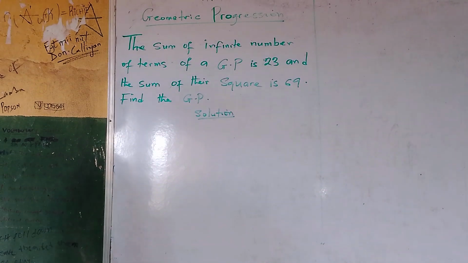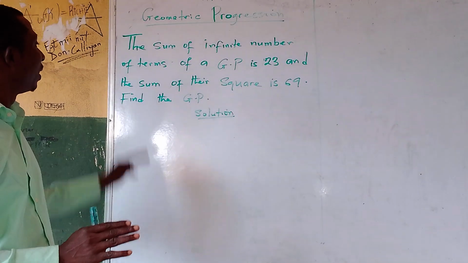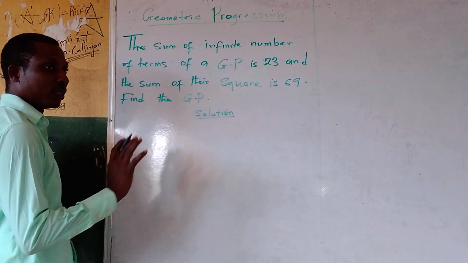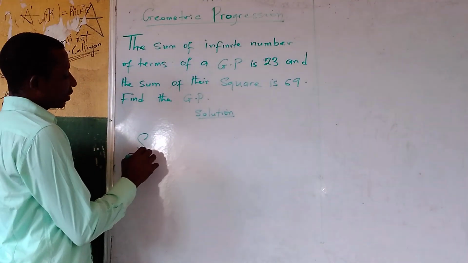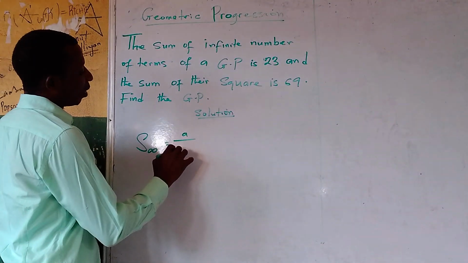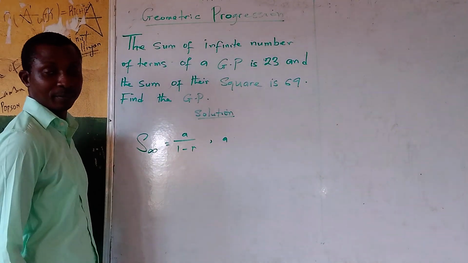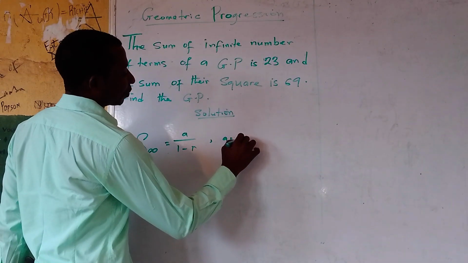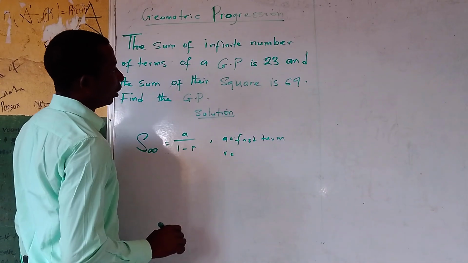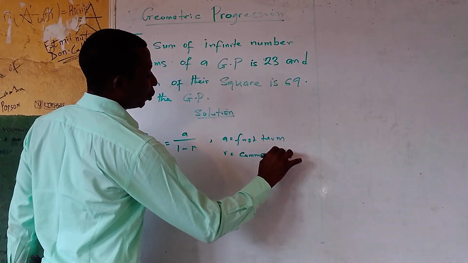Now the first thing we need to know is the formula for finding the sum of an infinite number of terms of a GP. So what's the formula? This is the formula, very simple. S infinity equals A over 1 minus R, where A is your first term, and R is your common ratio.